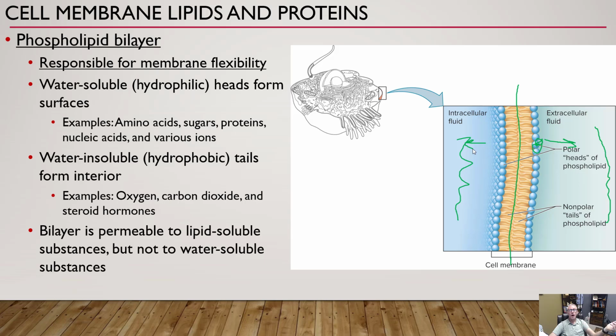Examples of water-soluble compounds or molecules are going to be amino acids, sugars, proteins, nucleic acids, and various ions. Which makes sense, because if you take sugar and dump it in water, sugar is going to dissolve. Sodium is an ion, chloride is an ion, that's table salt. You take table salt and throw it in water, and it's going to dissolve.